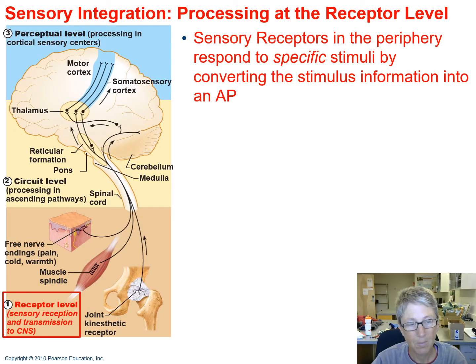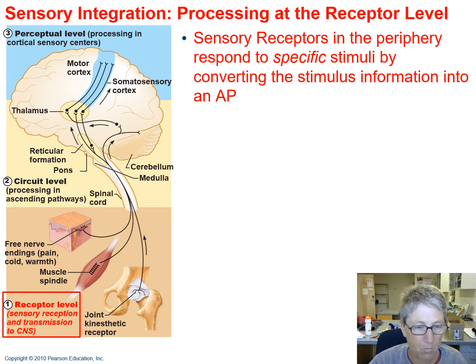So at the receptor level, we'll start down here and go into a little more detail. In processing information at the receptor level, your sensory receptors respond to a specific stimulus, and they convert that stimulus information into a graded potential and then into an action potential.